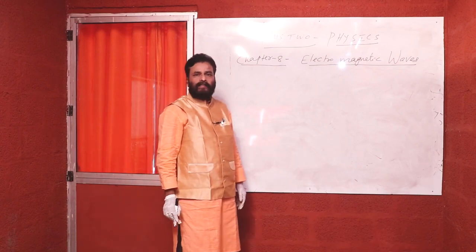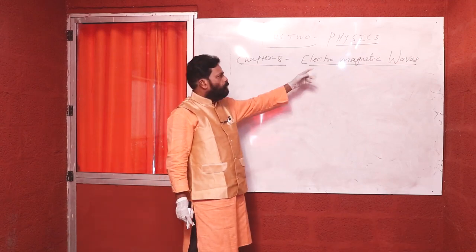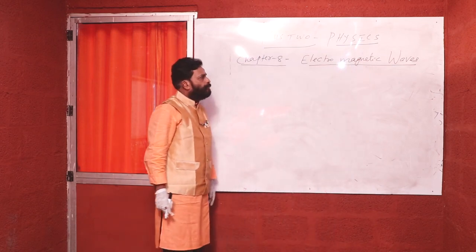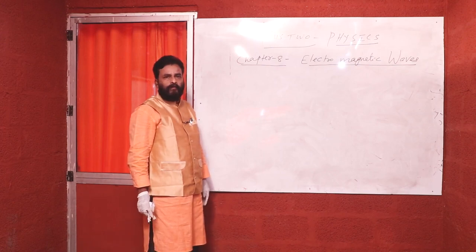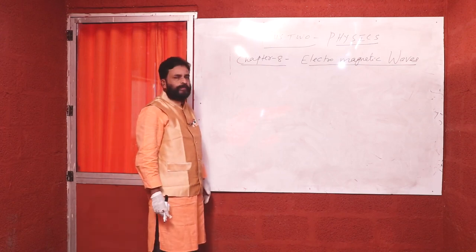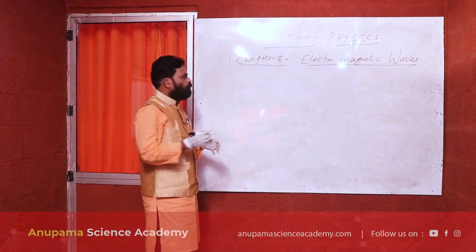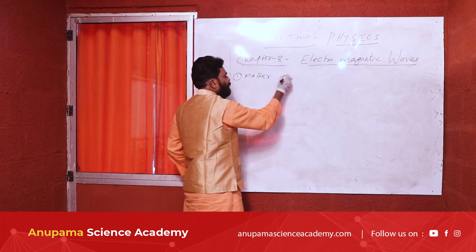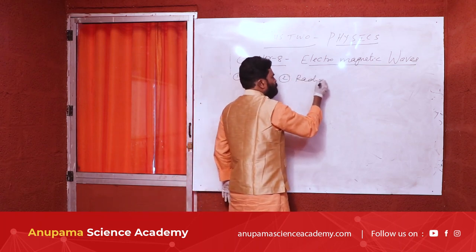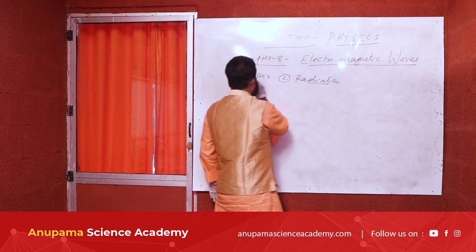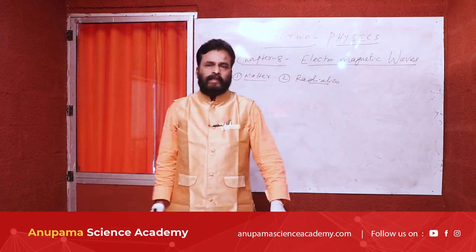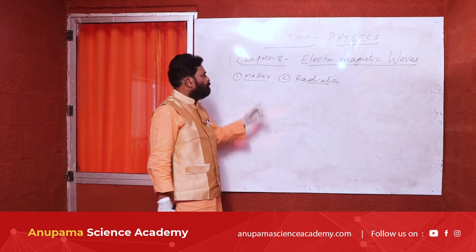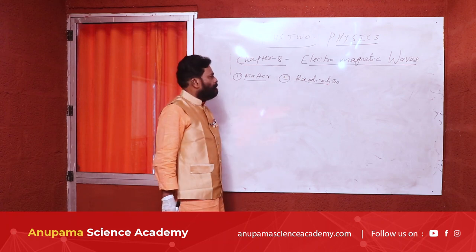Vaidyutha kantika tarangangal. Waves with electric property and also magnetic properties. You know, physics is the study of energy and the forms of energy. One is matter, second one is radiation. Matter and radiation are the two forms of energy in the universe.